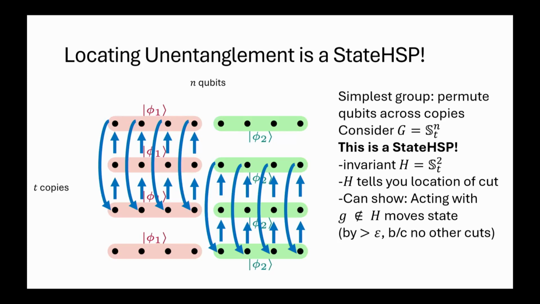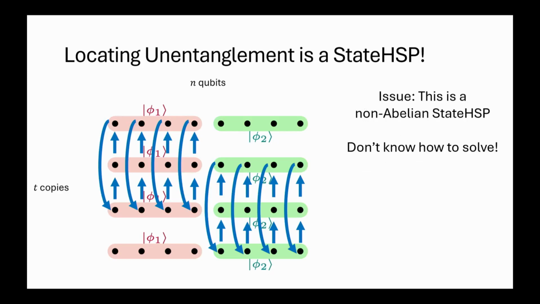And you can also show that acting with an element outside the group moves the state non-trivially by at least some amount epsilon. This is because you're assuming that the input states phi_i are epsilon far from being product themselves. That shows that if you, say, exchange one of the qubits of the states without the others, it doesn't have a big inner product with itself. Okay. So this is great. So hidden cut is a state HSP.